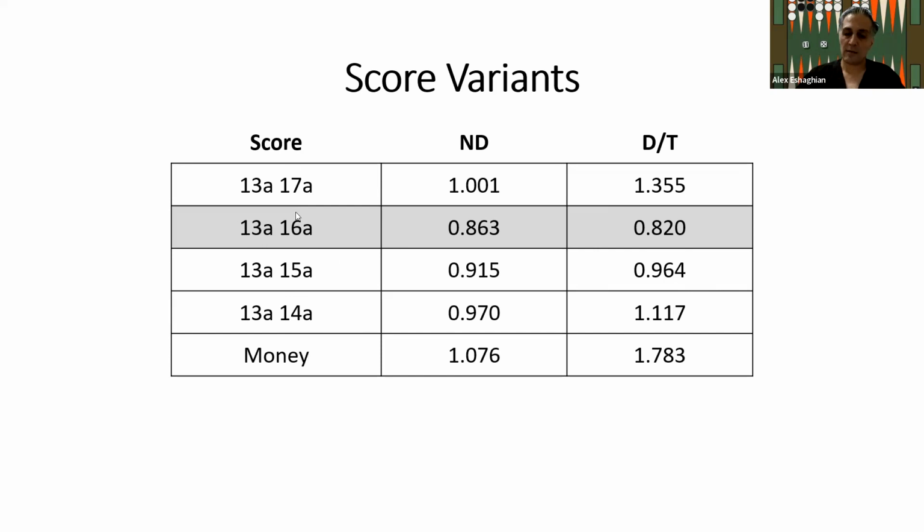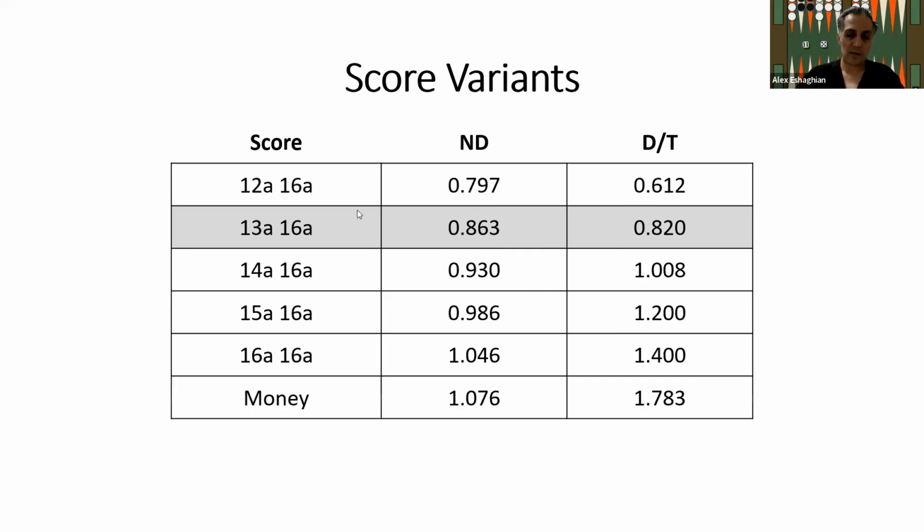So that's the trailer score. So you see what happens if you decrease the score to make it 17 away, or increase it to make it 14 away, you see it becomes a pass here. So this is the equity for no double, and this is the equity for double take. So if the equity for double take is greater than 1, then it's a pass. And if the equity for no double is greater than 1, then it's too good to redouble.